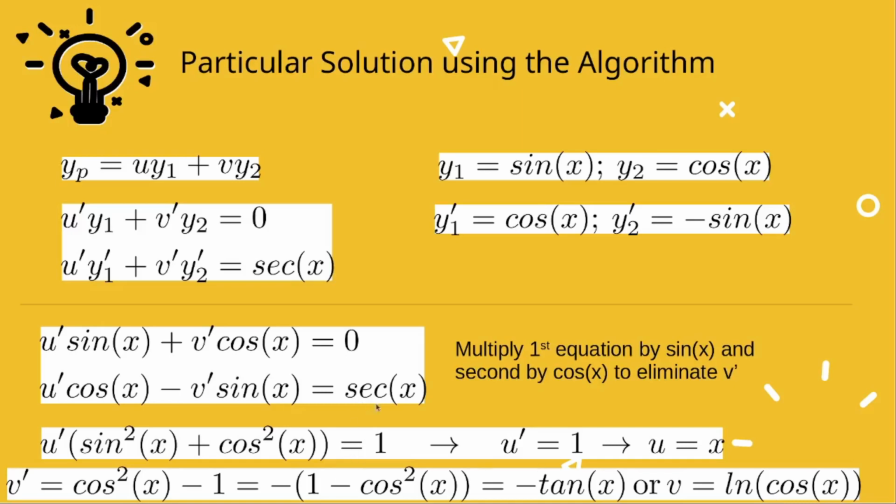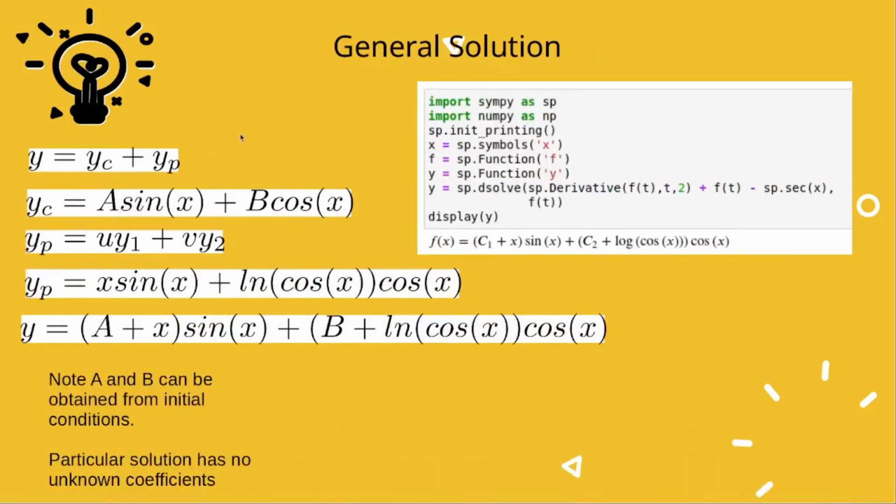So I'll be able to solve these two systems of equations and get my u' and v', and from there I can integrate and get u and v. And then once I have u and v, I'll be able to essentially write my complete solution as being equal to the complementary function plus the particular solution. The complementary function is the homogeneous equation part of the solution, which is a sine x plus b cosine x. And then the particular solution is u y1 plus v y2.